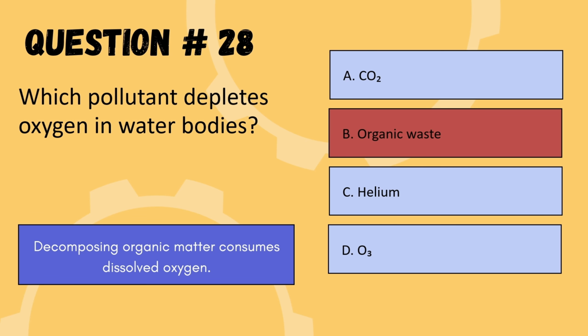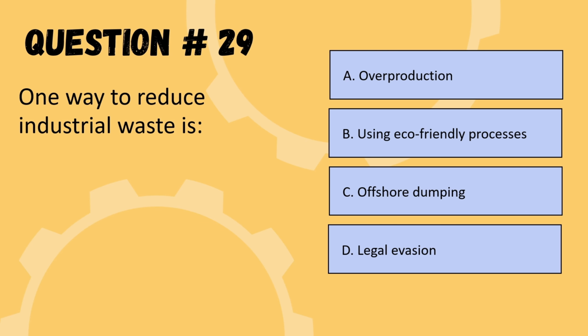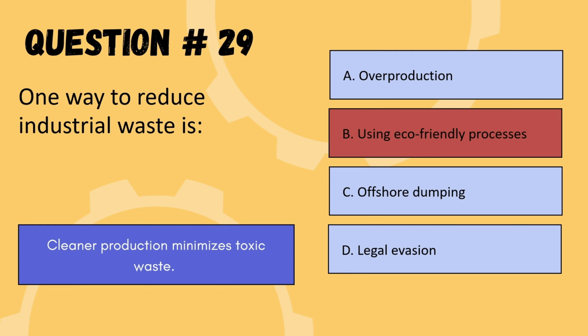So we are moving to the next question. Question number 29. One way to reduce industrial waste is. Options are overproduction, using eco-friendly processes, offshore dumping, or legal evasion. So the correct option is option B, using eco-friendly processes.